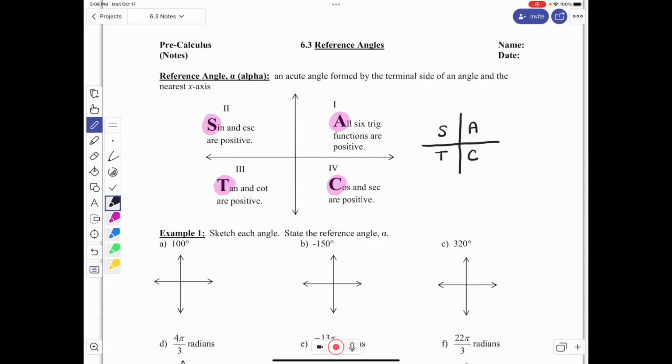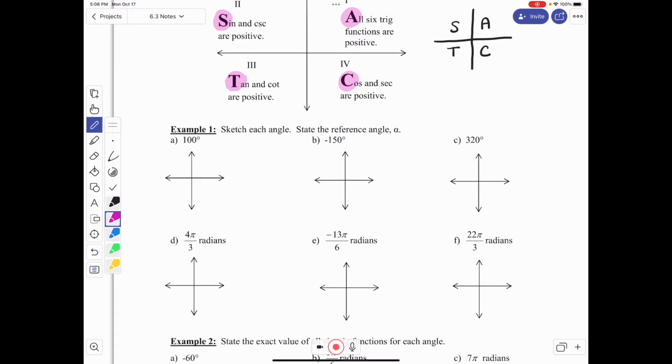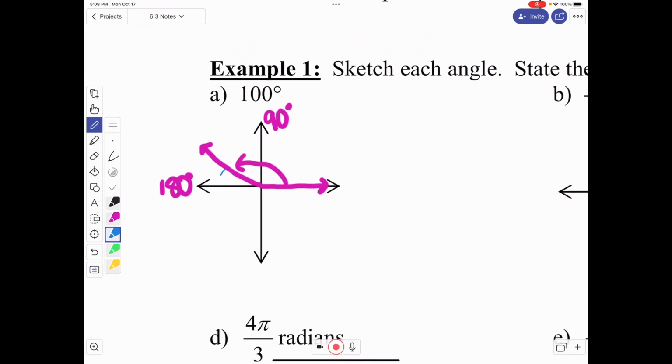Okay, so let's practice finding the alpha angle. We're going to sketch the angle, and when we draw our angle, we always start on the positive x-axis. If we're going to sketch 100 degrees, we know it's going to go past 90 degrees. Here is going to be 180, so we know it's not going to go quite that far. So 100 degrees is going to be about right here. Now, let's zoom in a little bit. Alpha is going to be this angle right here. So this is the alpha angle.